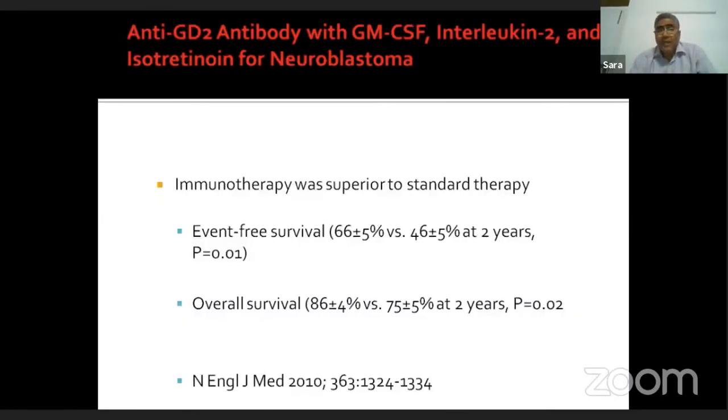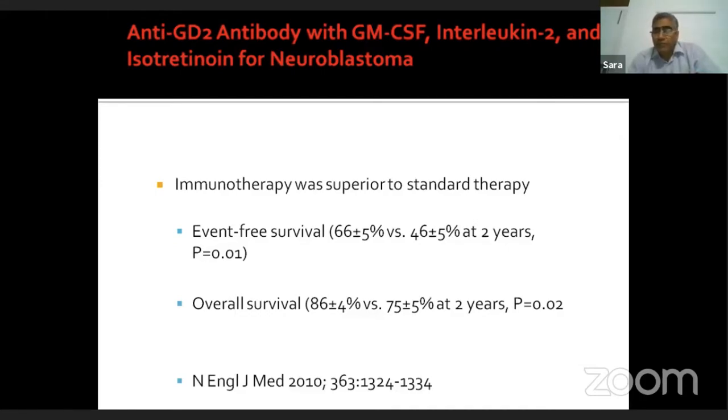Then came another new treatment for high-risk neuroblastoma. So now we have a monoclonal antibody which can target GD2 protein on the neuroblastoma. So GD2 protein is present on all neuroblastoma cells, and this particular monoclonal antibody is called dinutuximab, is the commercial name, and this can kill the tumor effectively. So this was added to the standard of care of high-risk neuroblastoma.